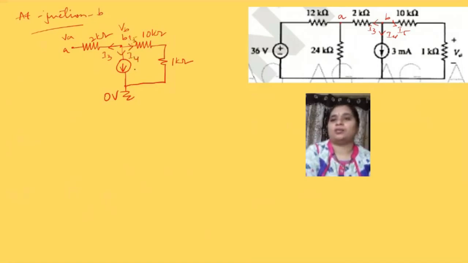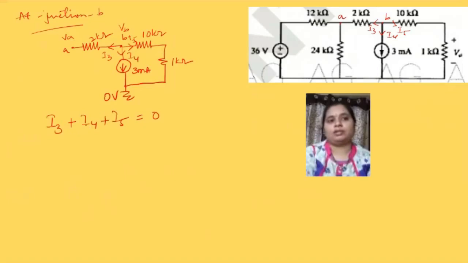The value of the current source here is 3 milliamperes. We know that at any particular junction, the algebraic sum of all the currents should be equal to 0. At this junction, the currents are I3, I4 and I5. So I3 plus I4 plus I5 is equal to 0.